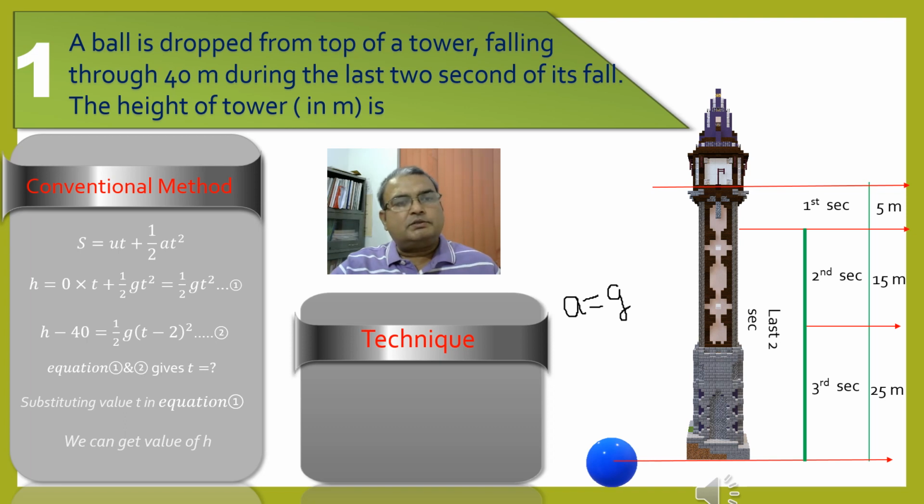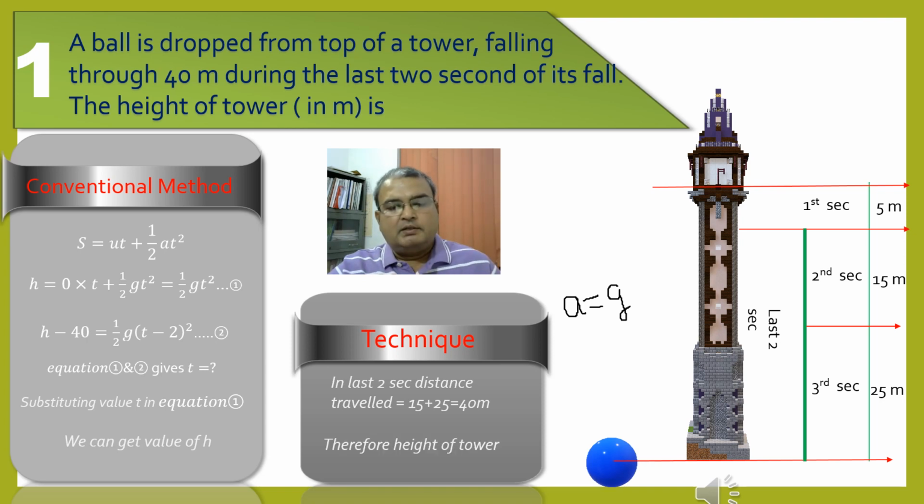In the problem, it is mentioned the ball traveled 40 meters during the last 2 seconds. In consecutive seconds, if you see carefully, the last 2 seconds are nothing but the second and the third second, because this is the only case in which 15 plus 25 gives us 40 meters. Before that, the ball fell only 5 meters. The total distance is 5 plus 40. Therefore the height of the tower is h equal to 5 plus 40, 45 meters.